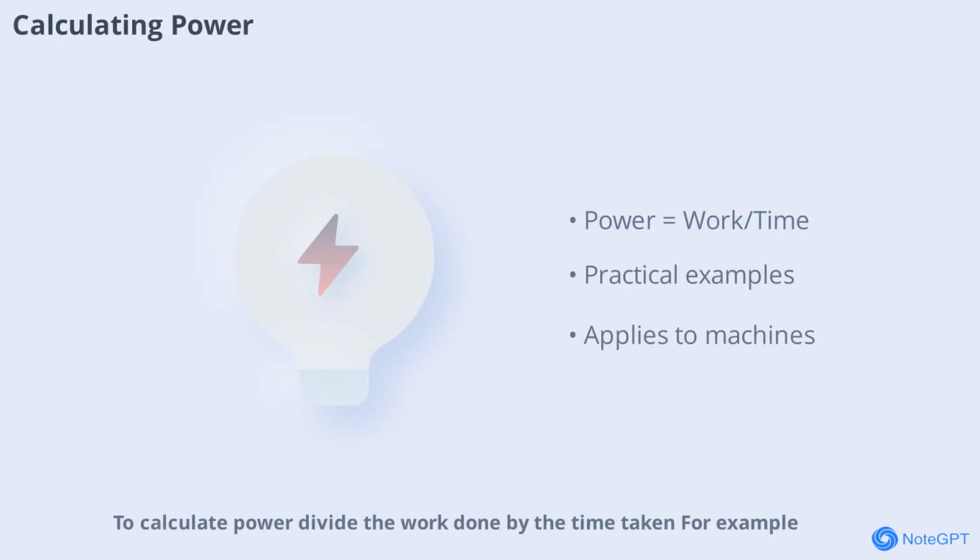To calculate power, divide the work done by the time taken. For example, if you lift a 10 kg box to a height of 2 meters in 5 seconds, you can find the work done and then the power used. This calculation is useful in everyday life, from understanding electricity bills to evaluating the performance of machines. Practice these calculations to strengthen your problem-solving skills.